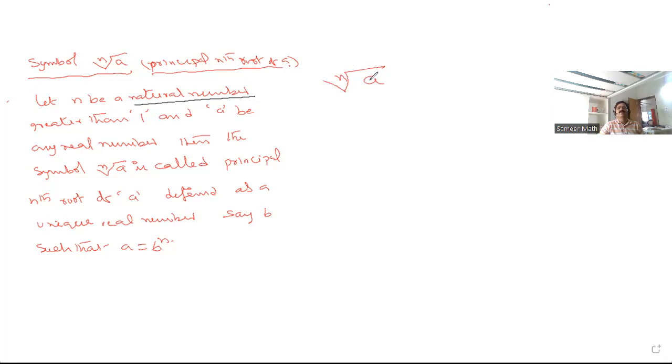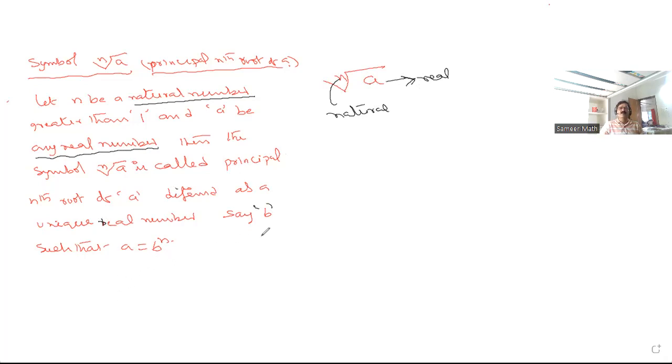And A, what is this A? A is a real number. Remember, a real number. This is a natural number, and this is a real number. Then this total structure is called the principal nth root of A. How are we going to define it? It is defined as a unique real number, let us say B, such that A is equal to B to the power of n.